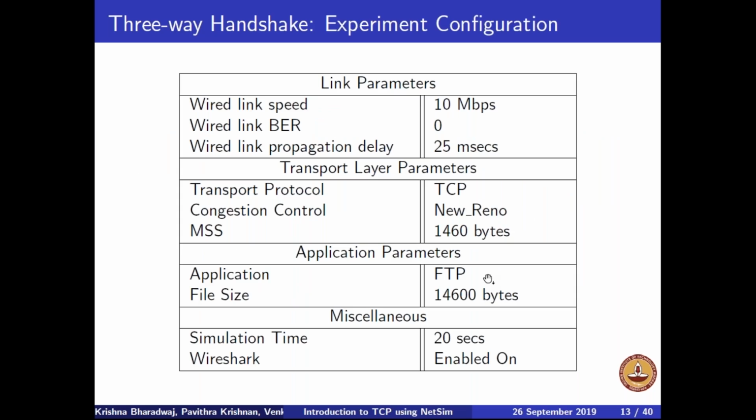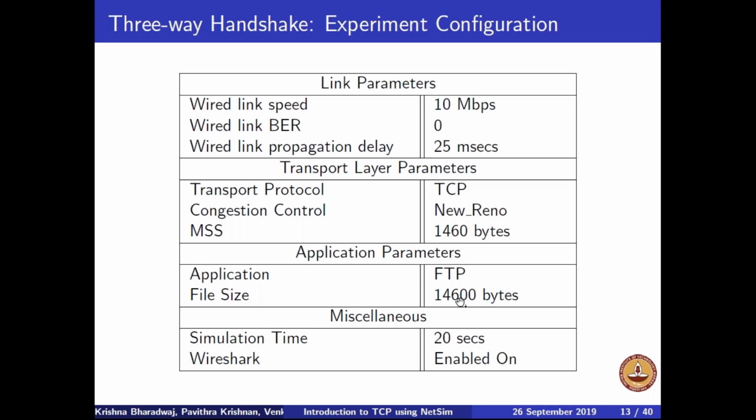Now we will see that in a simulation where these are some basic parameters. The link speeds are 10 Mbps. The link propagation delay is 25 milliseconds with the overall propagation delay of 100 milliseconds. And with 10 Mbps and 100 milliseconds, the overall BDP is roughly 100 packets for a packet size of 1460 bytes. We are considering an FTP application with a file size of 14600 bytes. That's roughly 10 packets that we are seeking to transfer.